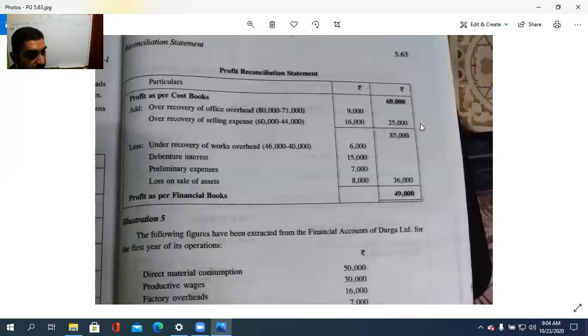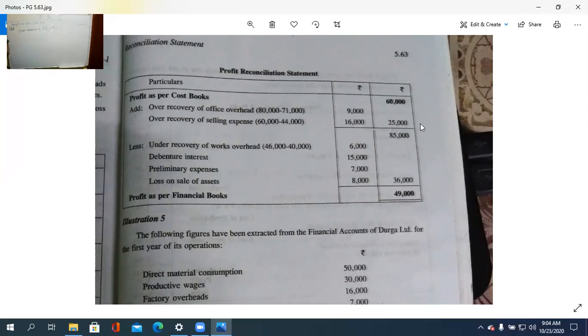So over recovery of office overhead. Two cases, office overhead and selling expenses, what happened? Over recovery. While works overhead, under recovery. And the items also there that are to be deducted.